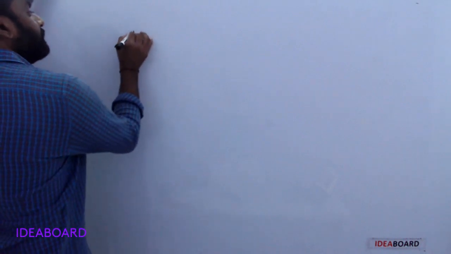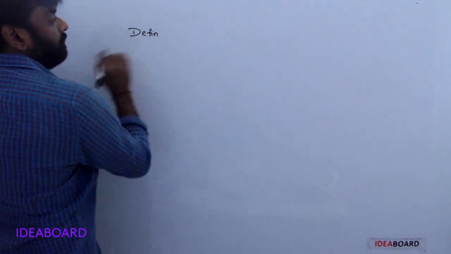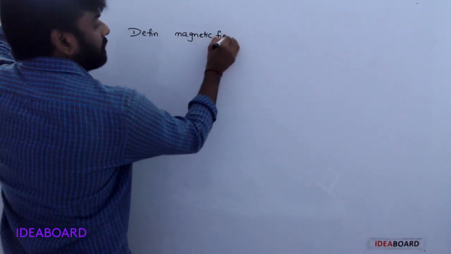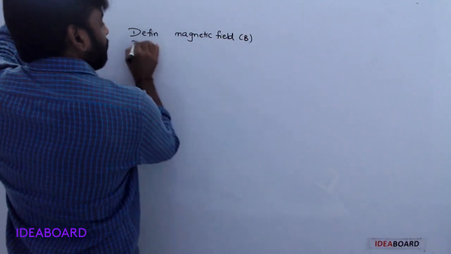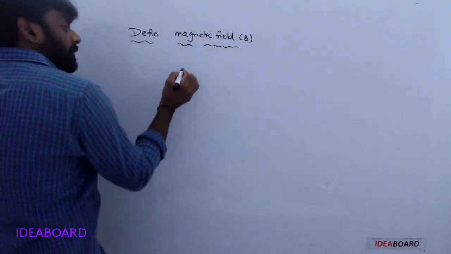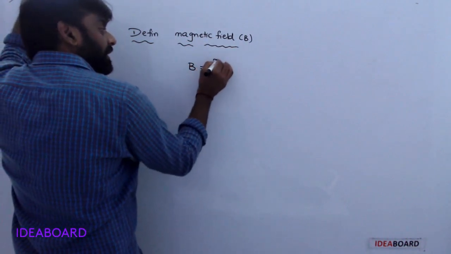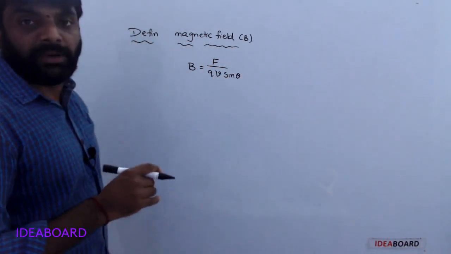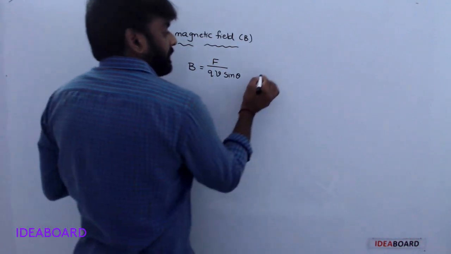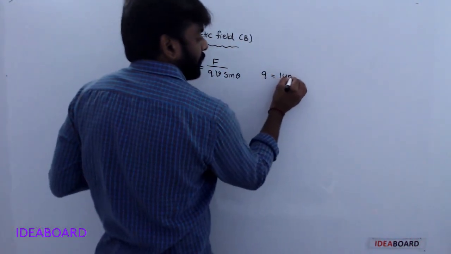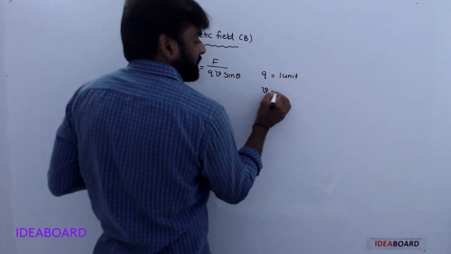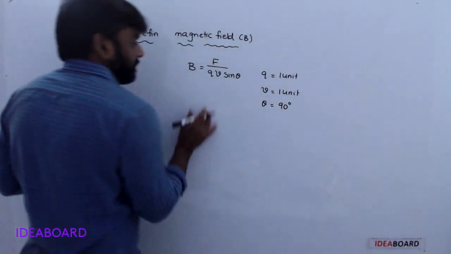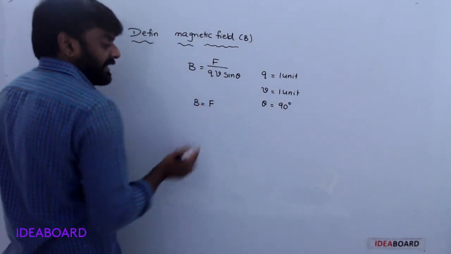Next, definition of magnetic field. You know, B is equal to F by Q V sine theta. If Q is 1 unit charge, velocity is 1 unit, theta is equal to 90 degrees, what is magnetic field intensity here?